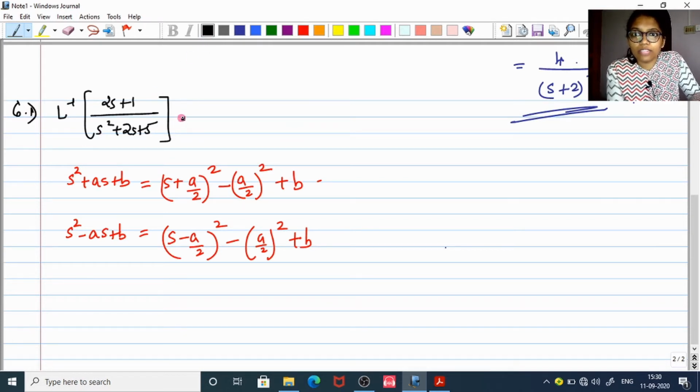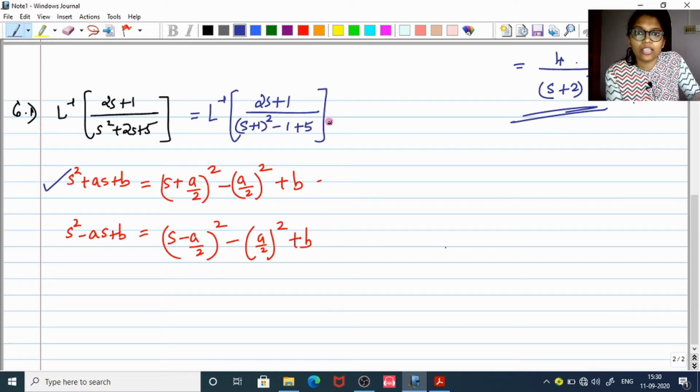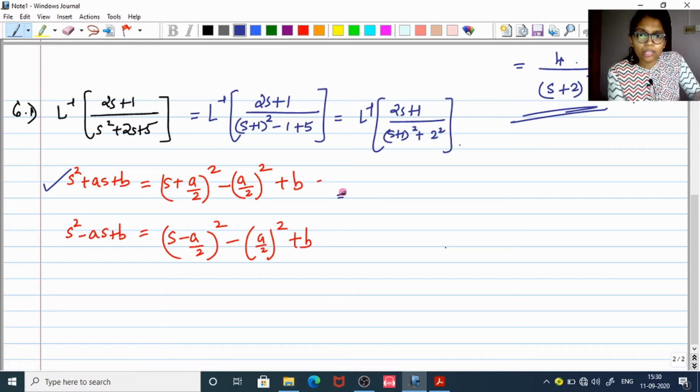So in this question we can rewrite the denominator: L inverse of 2s plus 1 divided by s square plus 2s plus 5. We can make use of this equation. It is like s plus 1 whole square minus 1 square plus 5, isn't it? Now it is L inverse of 2s plus 1 divided by s plus 1 whole square plus 4. 4 can be written as 2 square, because we have the Laplace of cos at and sin at like s by s square plus a square or a by s square plus a square. So that is why I wrote 4 as 2 square.